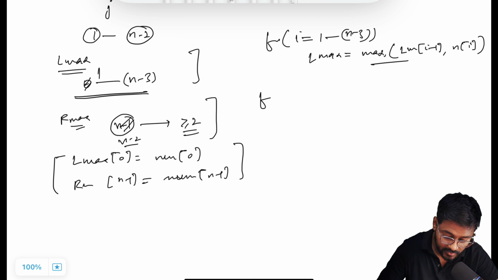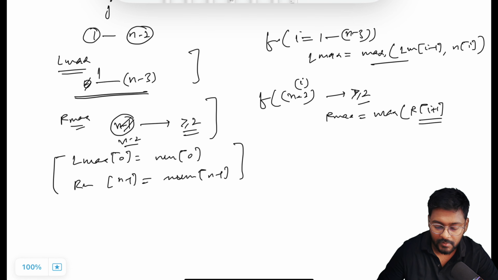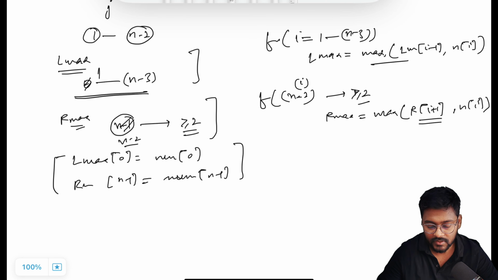And for right max, i will go from n minus 2 to greater than or equal to 2. So right max of i is equal to the maximum of the right max we have encountered so far, which is right max of i plus 1, comma nums of i, whatever is the maximum value.